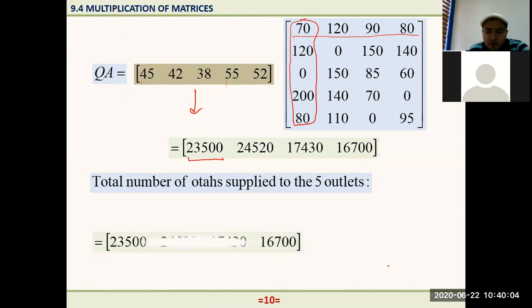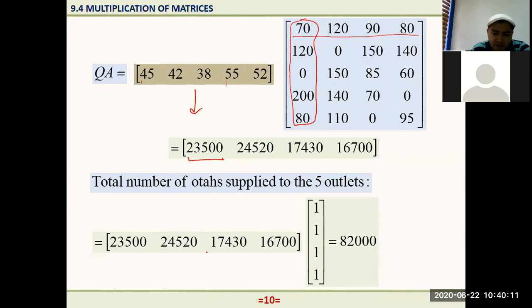So I need to write one more matrix here. Okay, this is a hypothetical matrix. I'm just making this matrix so that if I multiply this by this, it gives us the total. So here we have a 1 by 1 matrix, right? And multiply this by 1 times this, plus 1 times this, plus 1 times this, plus 1 times this. So 82,000. That means that during the month of December, the factory produced 82,000 seafood otas. Okay, that's all about this question.